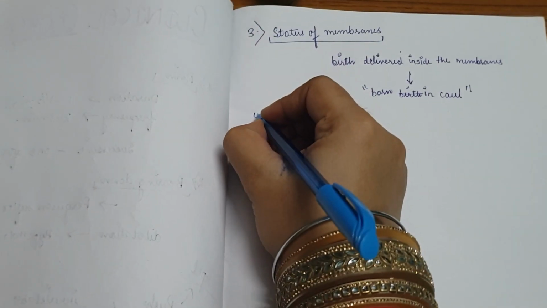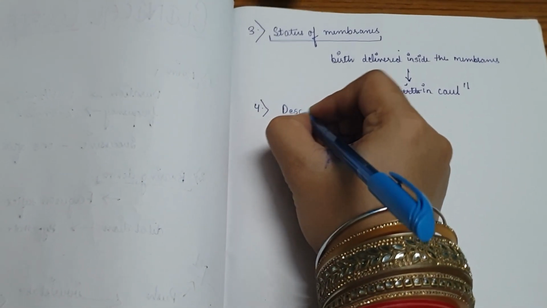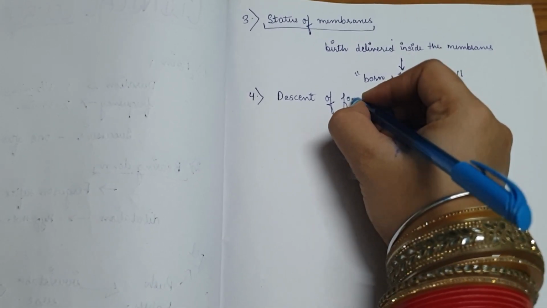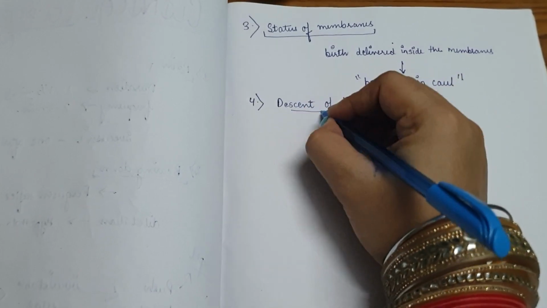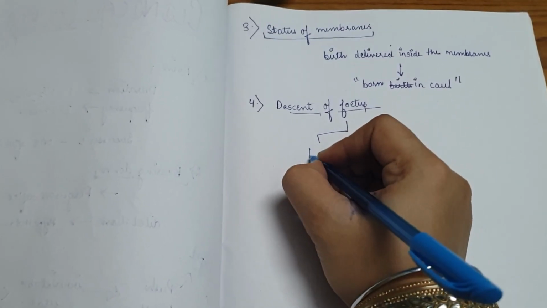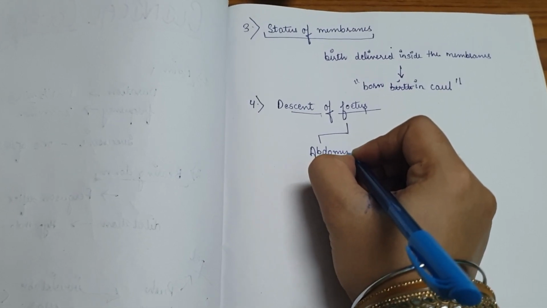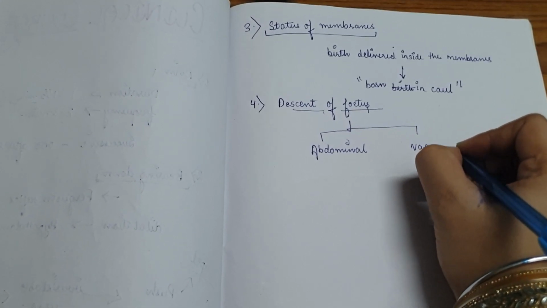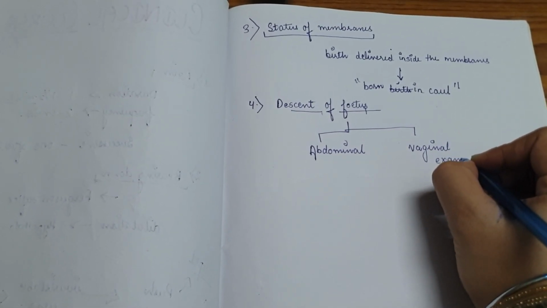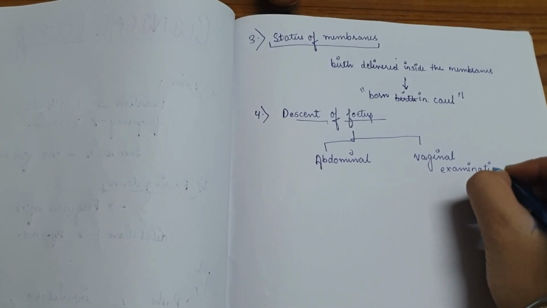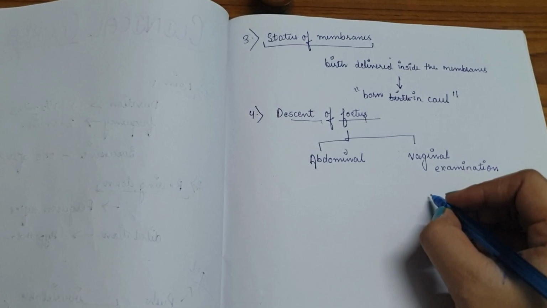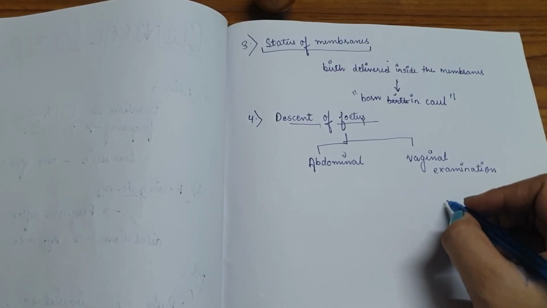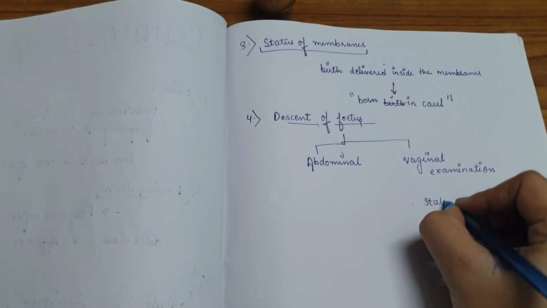Another clinical course is descent of the fetus. The descent of the fetus is checked abdominally or through the vagina, through a vaginal examination. In the case of vaginal examination, we can note the station of the head by inserting the fingers toward the ischial spines. So we are basically noting the station of the head.